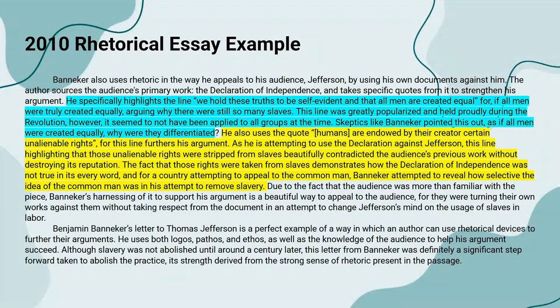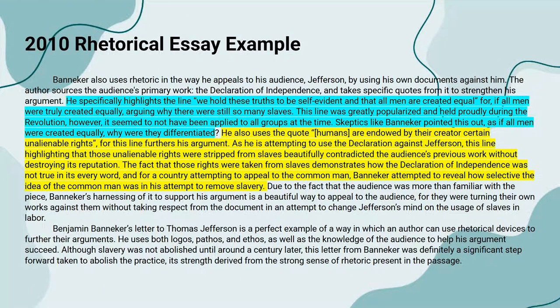This second paragraph is a lot stronger than the first because it really explains the rhetorical idea of audience. Because he knows it's Jefferson that's the audience, he uses that own document that Jefferson knows so well against his idea of slavery. If all men are created equal, if they have unalienable rights, why are these rights being taken away? Why are they not treated equally?